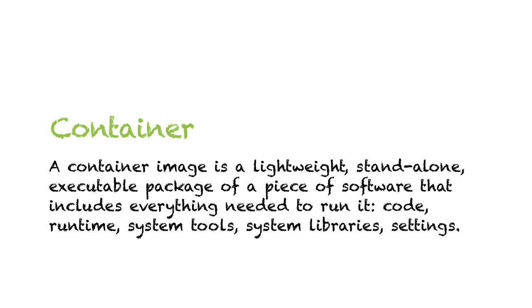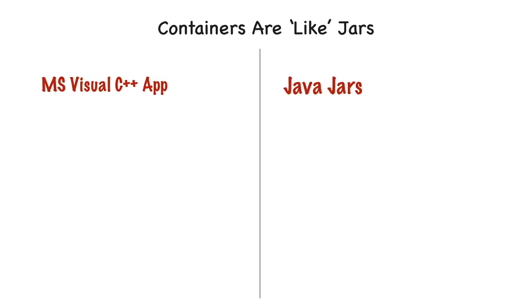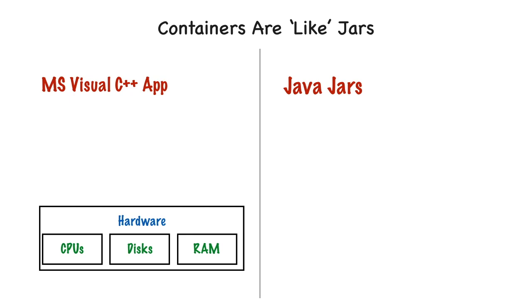The Docker website defines a container image as a lightweight standalone executable package of a piece of software that includes everything needed to run it: the code, runtime, system tools, system libraries, and settings. Well, that's the definition of a container image. It's best understood using an analogy. Think of a container image as something akin to a jar.